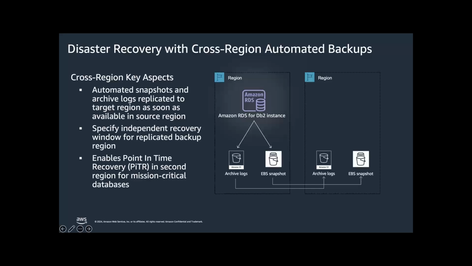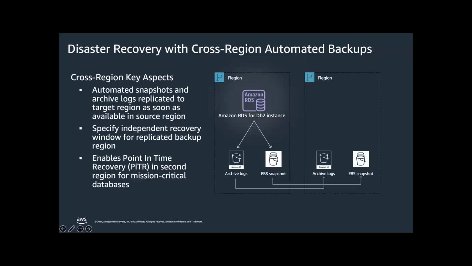What I don't have here in the slide is that you can also set up logical replication between two RDS Db2 instances. So that's a given, right? You can set up logical replication using tools like IBM Q Replication or AWS Database Migration Service. We recently launched a blog for that, and you can replicate the data from an RDS Db2 instance in one region to another region.